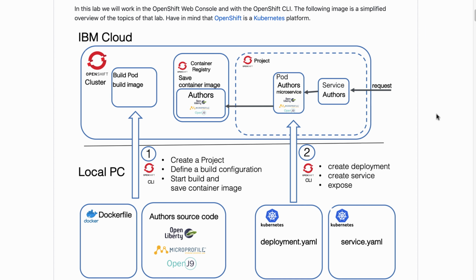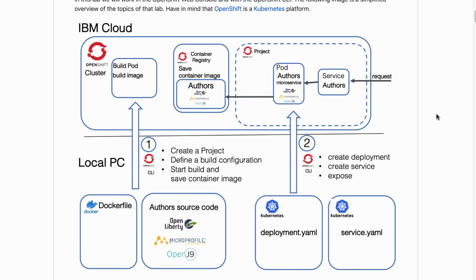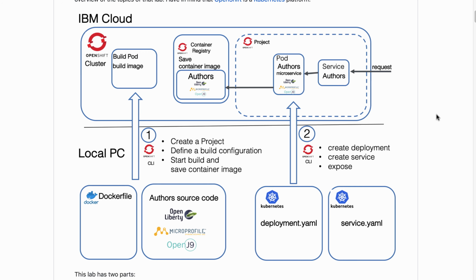So here's the overview diagram, and it explains pretty well what we're going to do. There are 2 parts here. We have certain things that are done on the local desktop, and then we obviously have OpenShift in the IBM Cloud. So the first thing we're going to do is to create and build a Docker image.